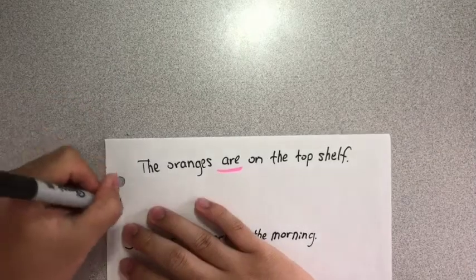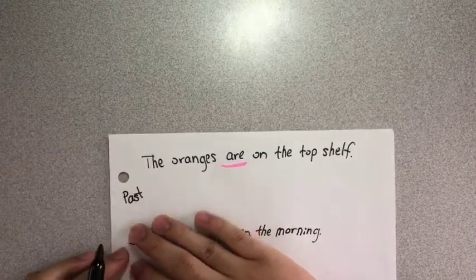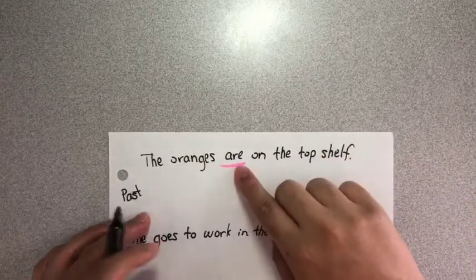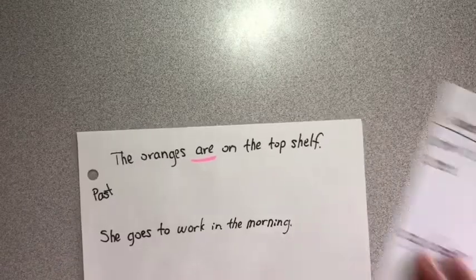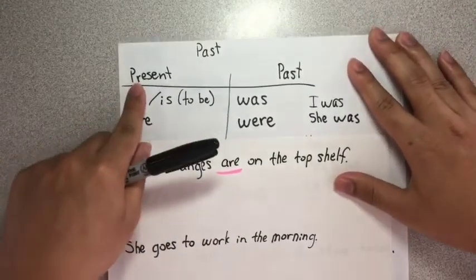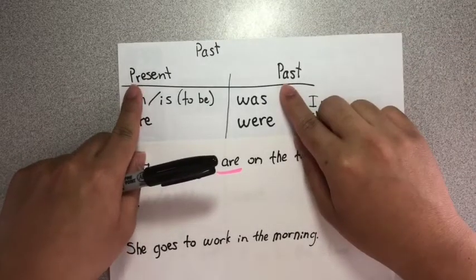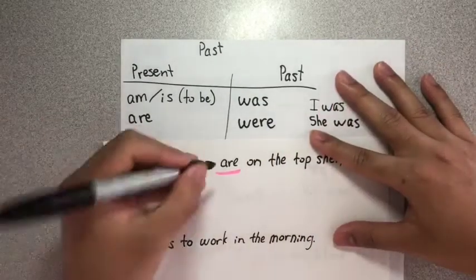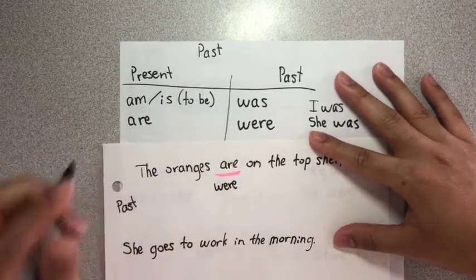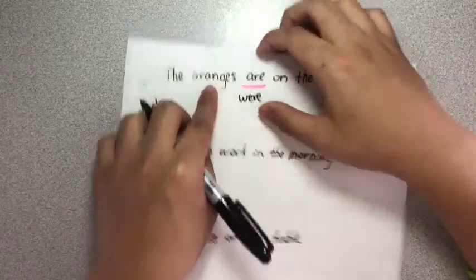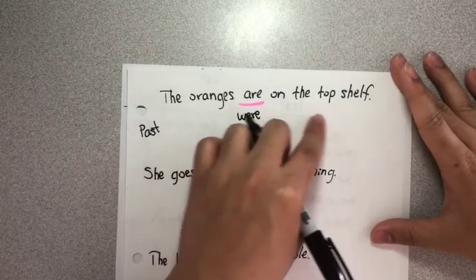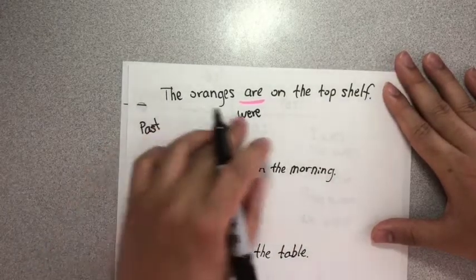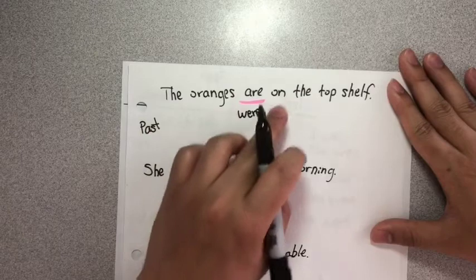So how do we write this in the past tense? In the past, we only changed the verb. We changed are. What is the past tense of are? All right, so we have the present word on the left and the past word on the right. Let's see, are. The past tense of are is were. So we write were here. The oranges were on the top shelf. This is the sentence in the past tense. The oranges were on the top shelf.